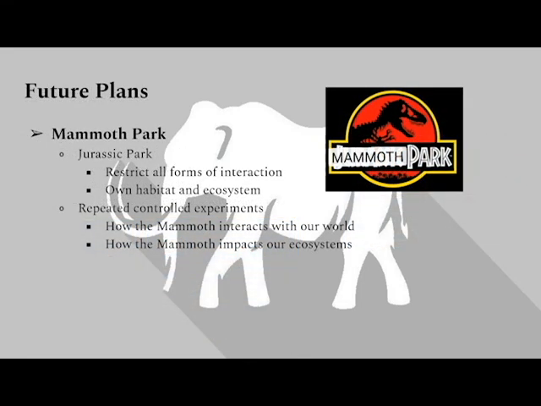For our future plans with the de-extinction of the mammoth, we have decided to build a mammoth park, similar to that of a Jurassic Park. In the park, we will restrict all forms of interaction between the mammoth and our contemporary world. The park will have its own habitat and ecosystems, in which we conduct repeated, controlled experiments to see how the mammoth interacts with our world, with different organisms and different environments and temperatures. Through that, we will see how the mammoth impacts our ecosystems.